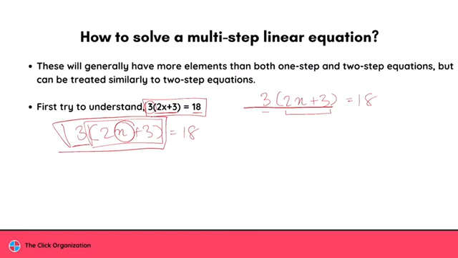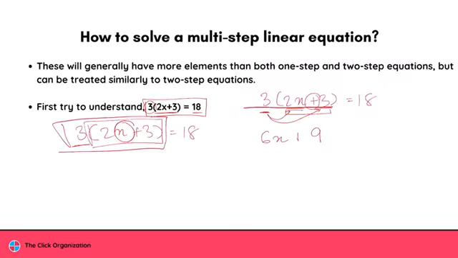So when we're doing 3 into 2x, it'll become 6x, and when we do 3 into 3, it'll become 9. Since it's a summation that's happening inside the brackets, or addition, we'll just be adding this plus symbol over here instead, and we will be equating that to 18 to get this equation.